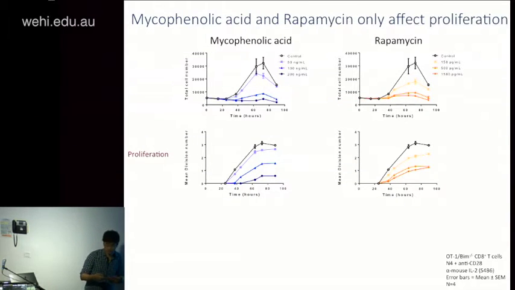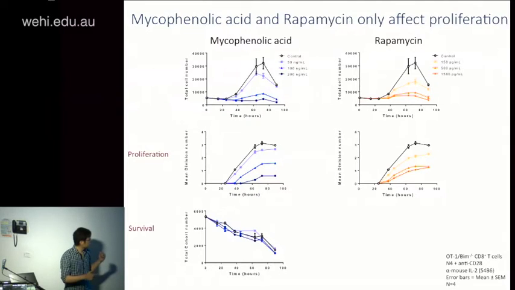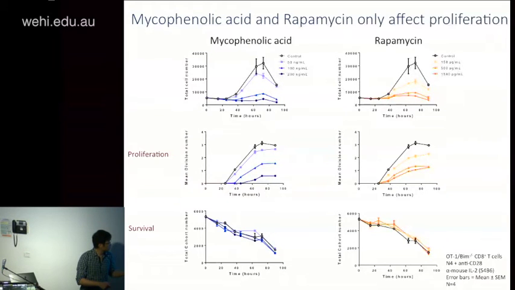And if you were to look at the effects on survival, you can see that mycophenolic acid has no effect on survival. And if you were to look at rapamycin, you can see they also have no effect on survival. So this is a really nice illustration of how these two drugs only affect proliferation and have no effect on survival, and yet you can get such a huge effect on the total cell numbers just by affecting proliferation.